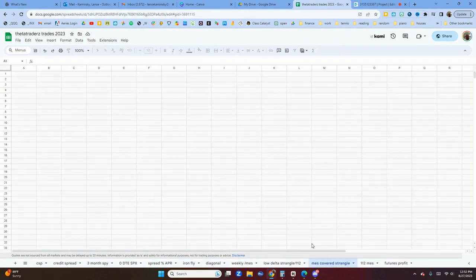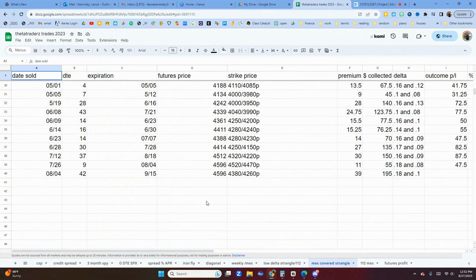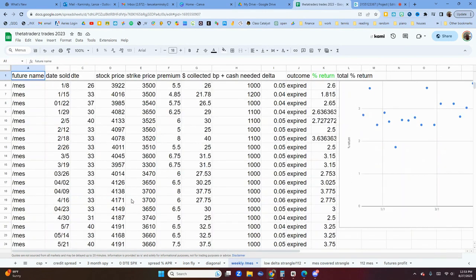We also have a covered strangle in place still. Did this on 804, sold the 4380, bought the 4260 put, and took in 39 in premium. It's getting pretty close to closing this out at about a 75% profit. I usually go for a little bit higher profit on these, and it would be a good overall return of about 2.5-3% on your total buying power plus cash in less than a month. These are for consistent passive profits.